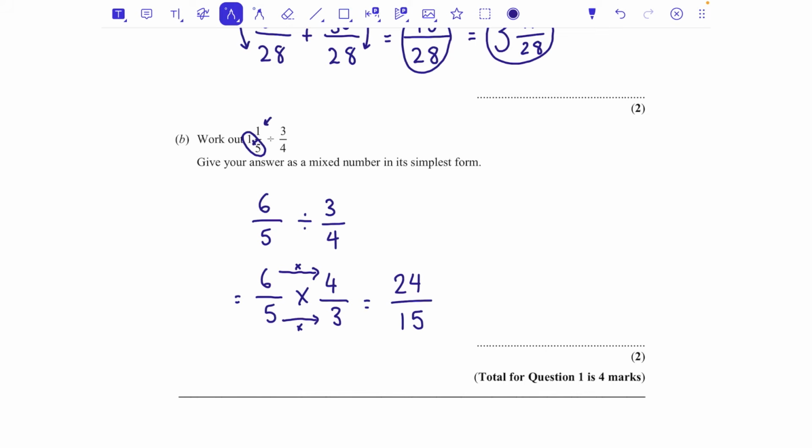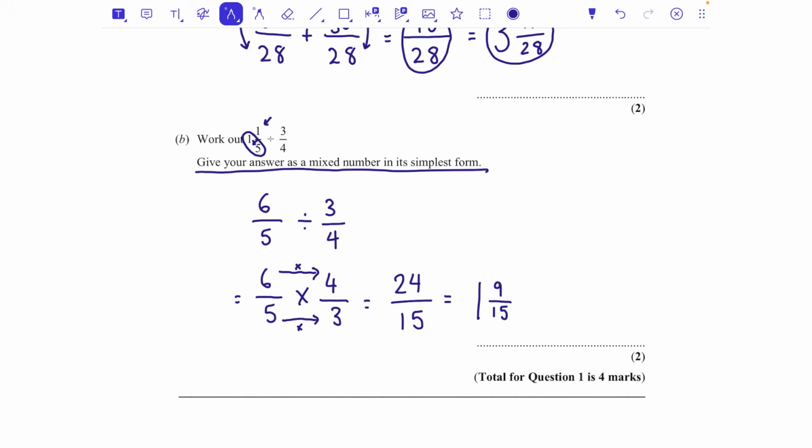Now this one does say give your answer as a mixed number in its simplest form. So I need to think how many 15s fit into 24, and that goes in 1 whole time. 2 lots would be 30, and that's too big. And how much have I got left over? So to go from 15 up to 24, that's an extra 9 out of 15.